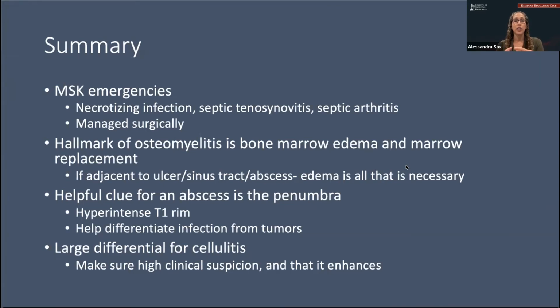And then if it's adjacent to infected tissue, edema is all that is necessary, that T2 signal hyperintensity, to call early osteomyelitis. And then a helpful clue for an abscess is going to be that penumbra, this hyperintense T1 signal rim, to help differentiate it from tumors. And there's a huge differential for cellulitis, so just make sure there's a high clinical suspicion. And then if they gave contrast, it enhances.